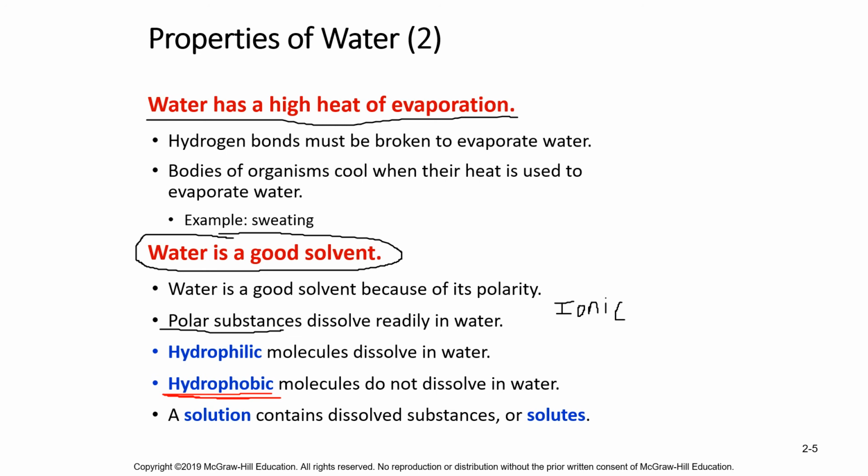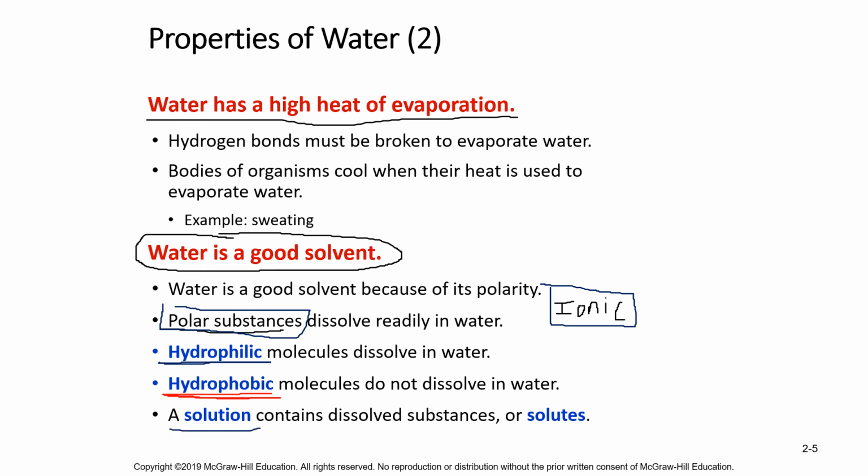If things are polar, they do mix with water, and they're considered hydrophilic. Hydro again is water. Philia comes from Aphrodite, and it means love. So water-loving molecules are hydrophilic, and that includes anything that's polar and anything that's ionic. Both will dissolve in water.